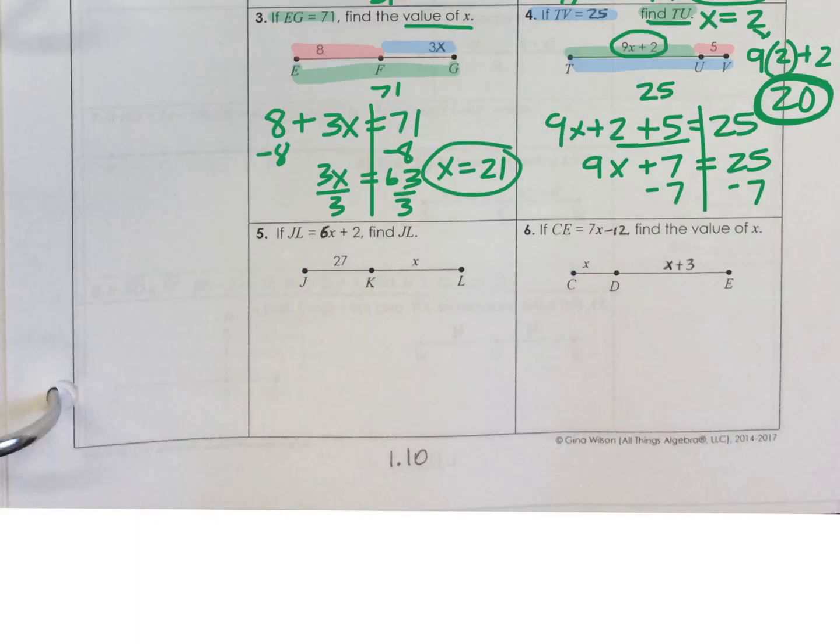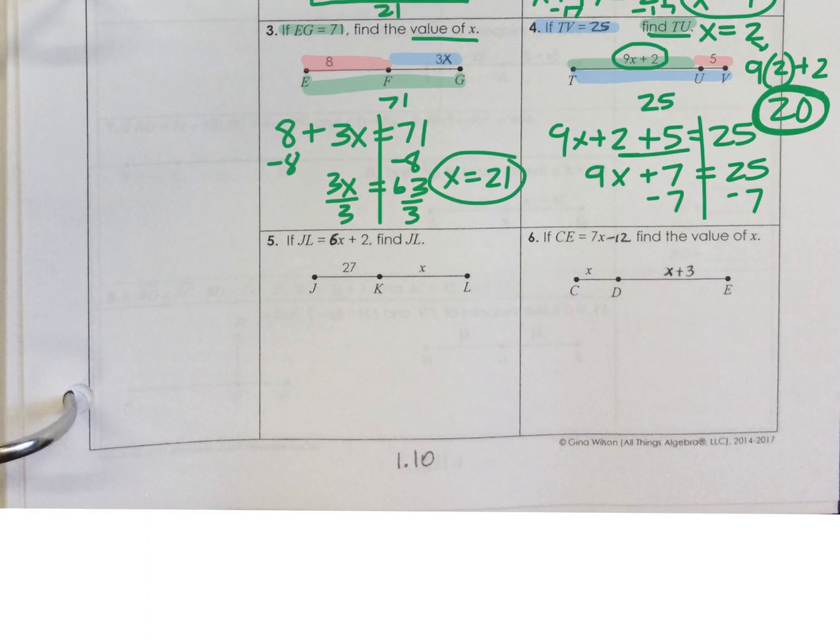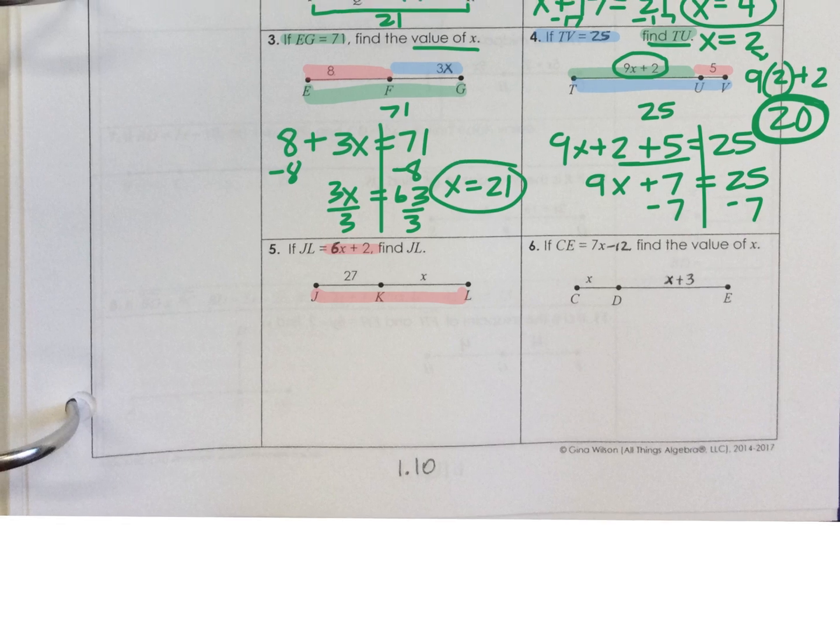Number 5, if JL, the whole thing right here, is 6x plus 2, sorry, we need to find, so we're going to find JL, but we need to set this up. I got a part and a part equals my whole. So my green part, 27, plus my blue part equals my red whole thing.